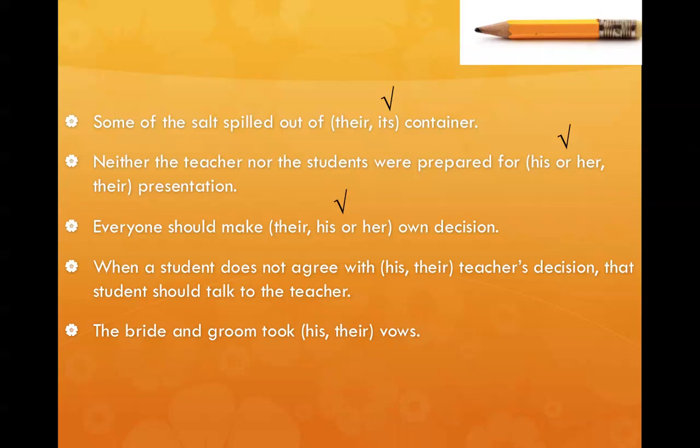Okay, fourth example. When a student does not agree with his or their teacher's decision, that student should talk to the teacher. So the noun here was student. Student is singular, so we know that we need the singular pronoun his to replace it. Last example. The bride and groom took his or their vows. So the noun is a compound, bride and groom, which is plural. So it's their. Okay.